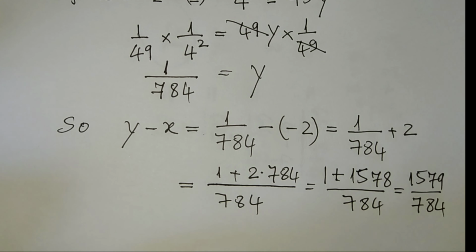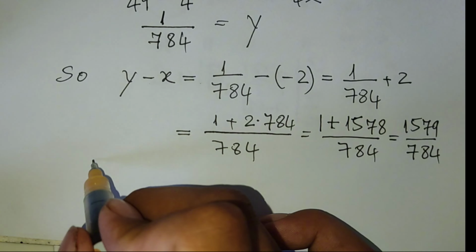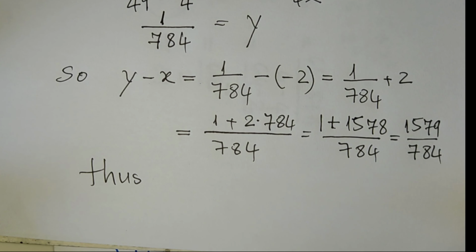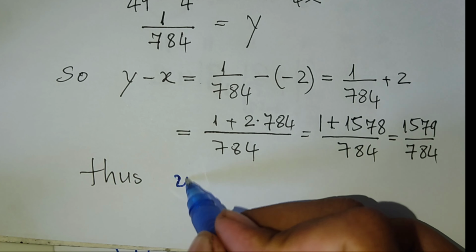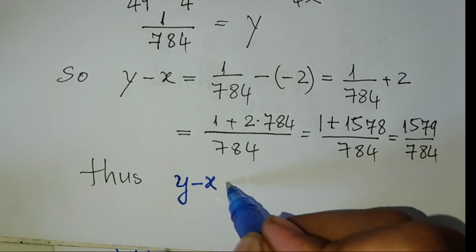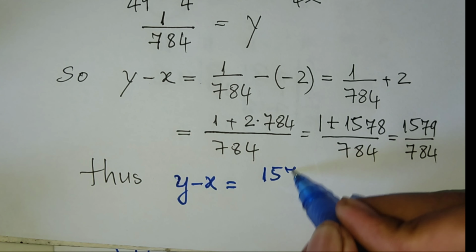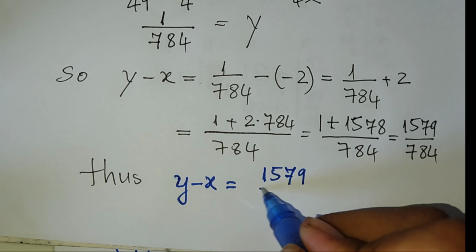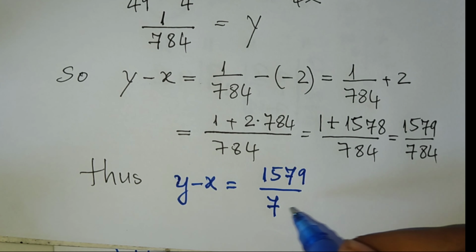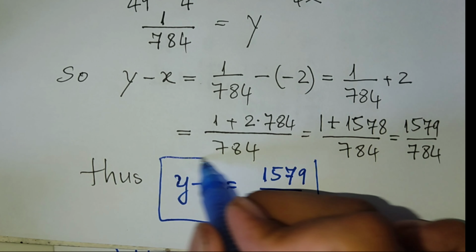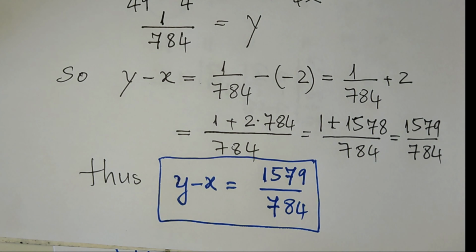So now we get the value of y minus x equals 1,569 divided by 784, which is our solution.